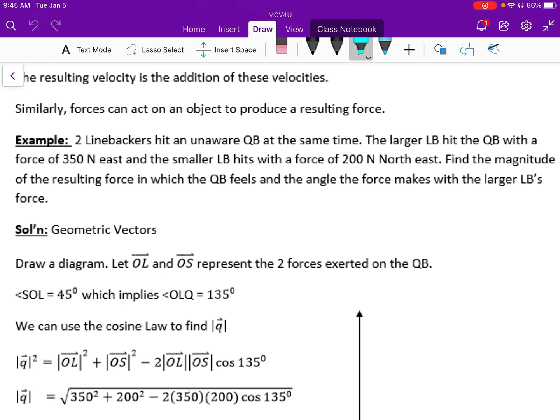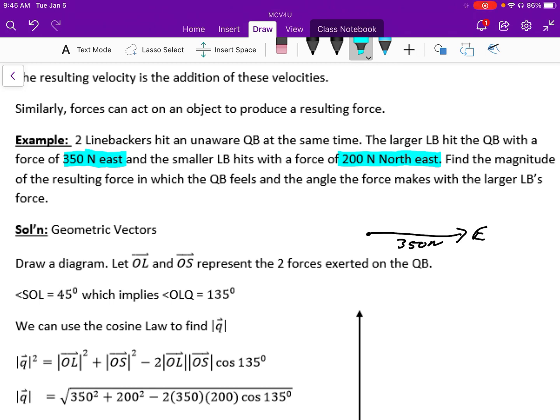First of all, 350 newtons east. What does it look like? I know you've got the diagram, it's almost showing there. But 350 newtons east, you can quickly say that's obviously looking that way. That's east, and we'll say that that's 350 newtons right there. Perfect. Now, a smaller linebacker hits with a force of 200 newtons, sorry, northeast. So we're using compass directions.